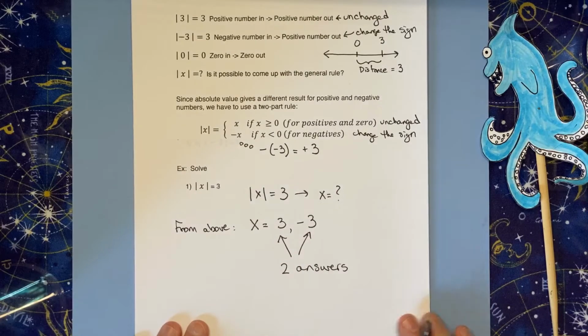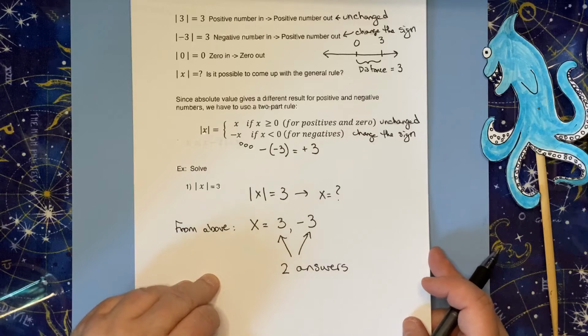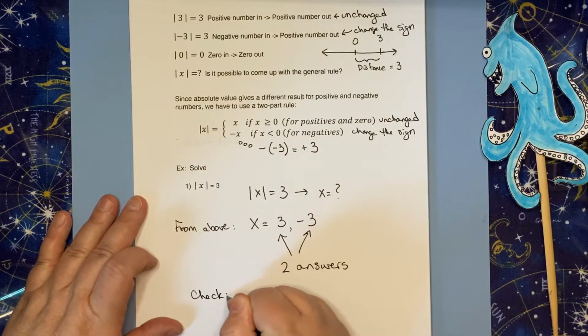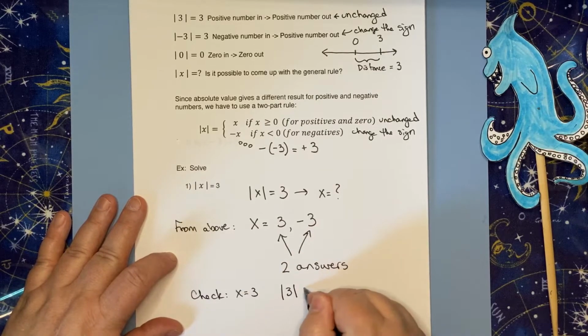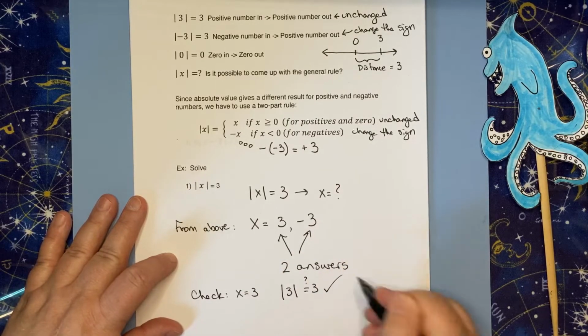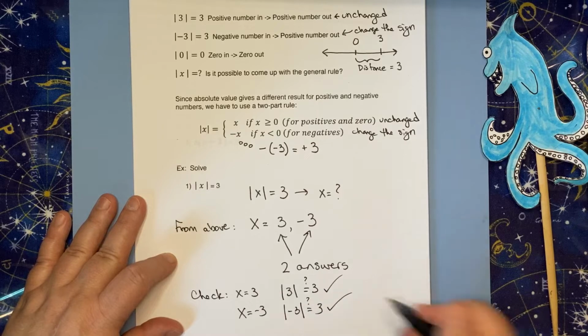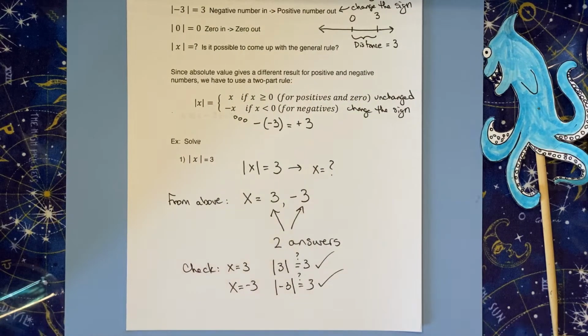Okay, so 2 answers, 2 solutions, 2 numbers which satisfy this equation. And if we wanted to, we could go ahead and check. So if x equals 3, absolute value of 3, does that equal 3? Yep. If x equals -3, absolute value of -3, does that equal 3? Yep.